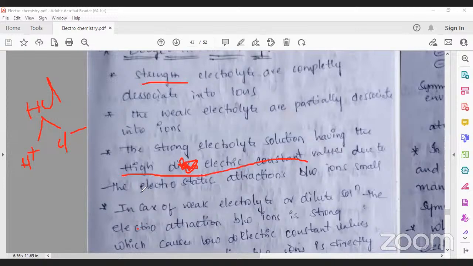Due to the electrostatic attractions between the ions being small. See, this is HCl, H plus and Cl minus is visible to you. Whenever complete H plus and Cl minus formation is there, the interaction between these two, H plus and Cl minus, becomes very small.